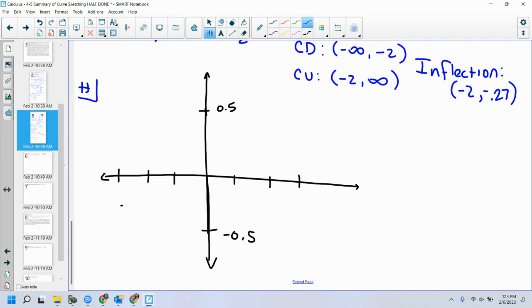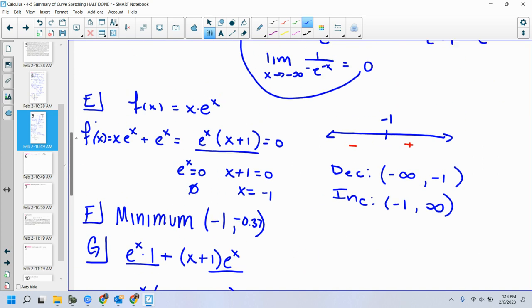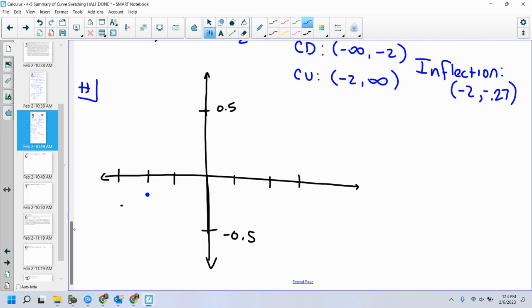Okay, so we have an inflection point at (-2, -0.27). We have a minimum at (-1, -0.37). We have crossing through here. And we know that on the left side, as x goes to negative infinity, it's going to level off to 0. So minimum point, inflection.